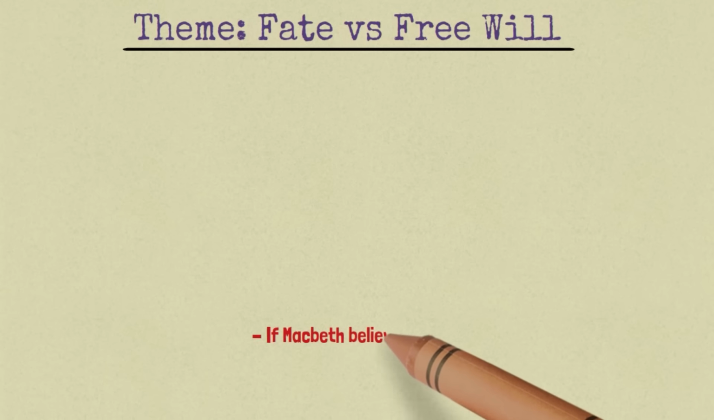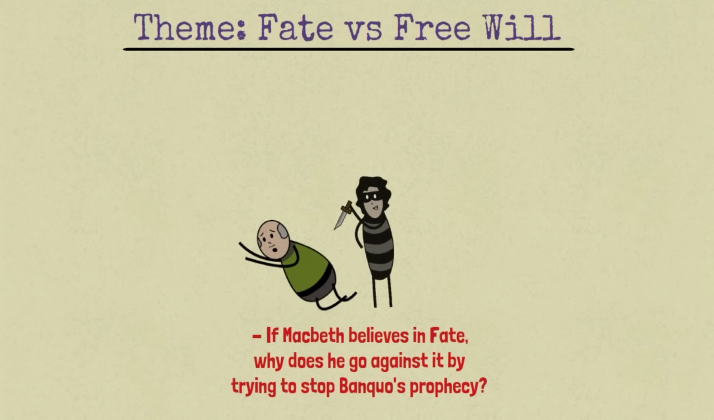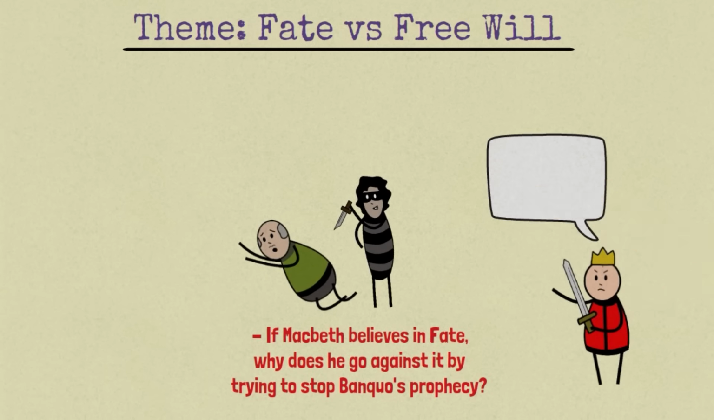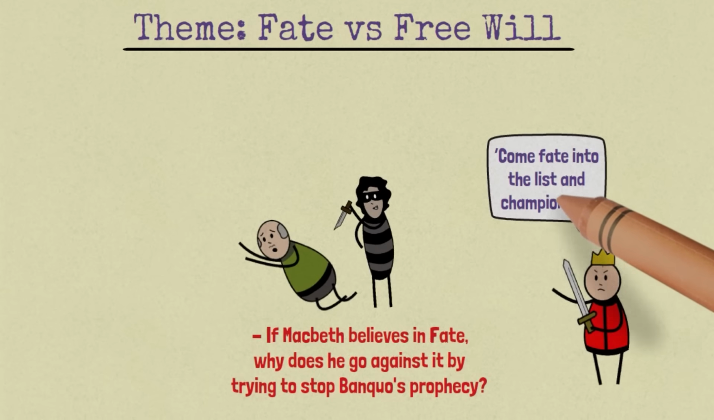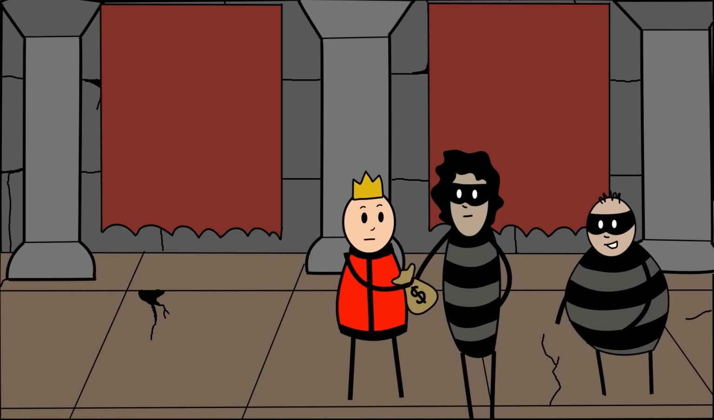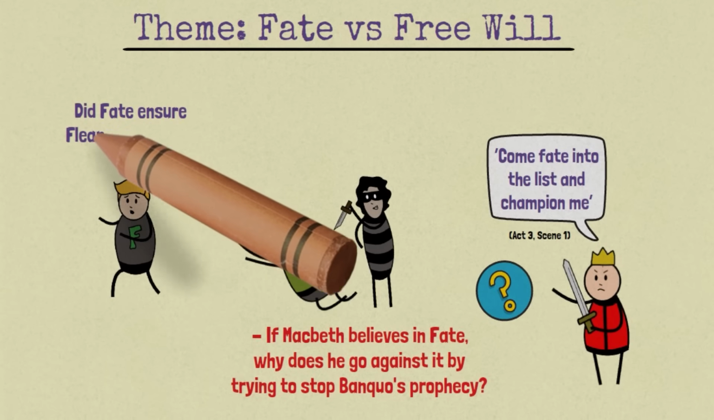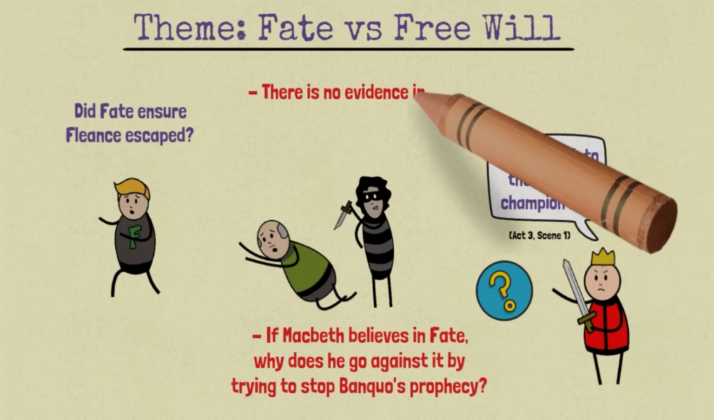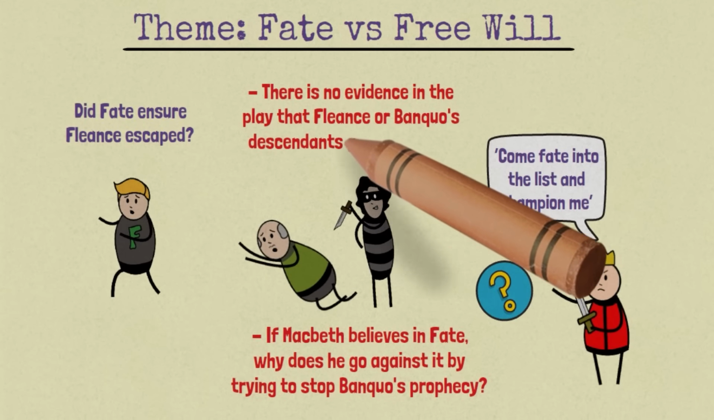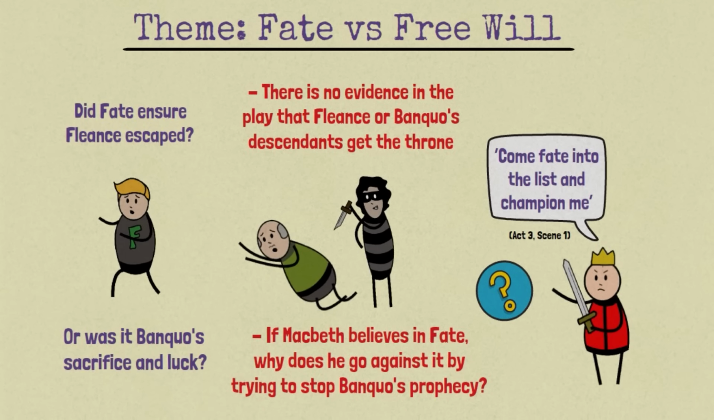And if he really does believe in fate, it seems strange that he would try to go against it by murdering Banquo and his son Fleance to stop his prophecy coming true. He confusingly says, "Come fate into the list and champion me," even though he is actually fighting fate through his actions. In the end, Fleance escapes, which could be seen as proof that the witches are controlling destiny in some way. However, we never find out if Fleance or any of Banquo's descendants actually sit on the throne, so it is very possible that it's just Banquo's sacrifice that saves his son, not supernatural intervention.